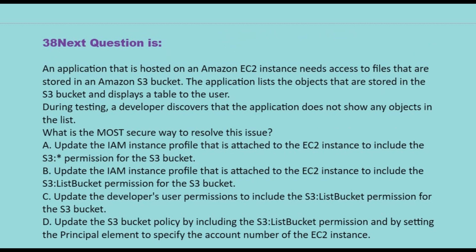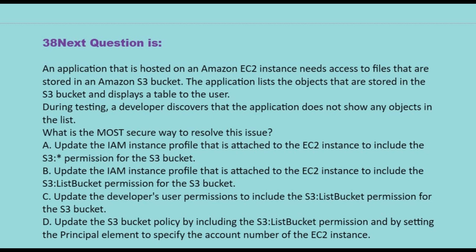Question is, an application that is hosted on an Amazon EC2 instance needs access to files that are stored in an Amazon S3 bucket. The application lists the objects that are stored in the S3 bucket and displays a table to the user. During testing, a developer discovers that the application does not show any objects in the list. What is the most secure way to resolve this issue?